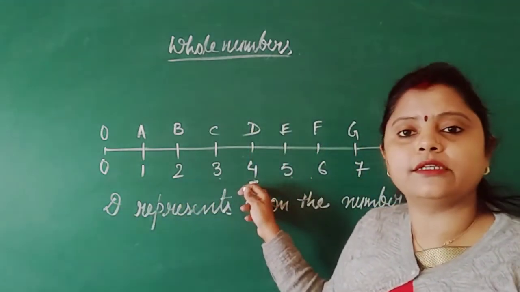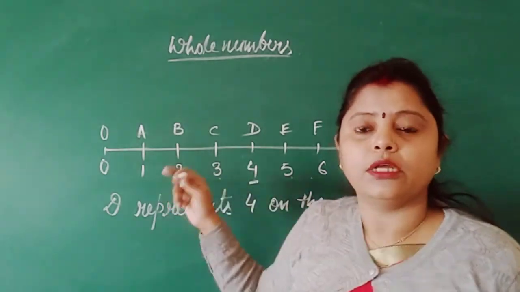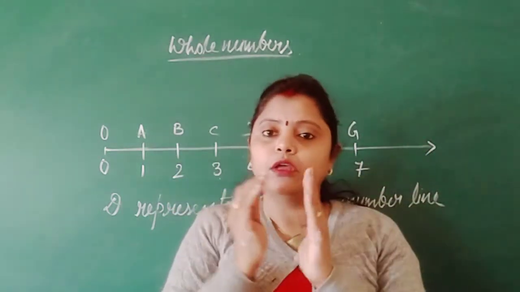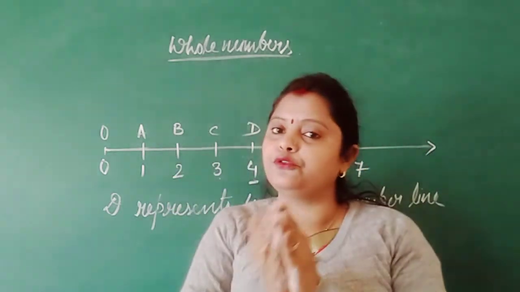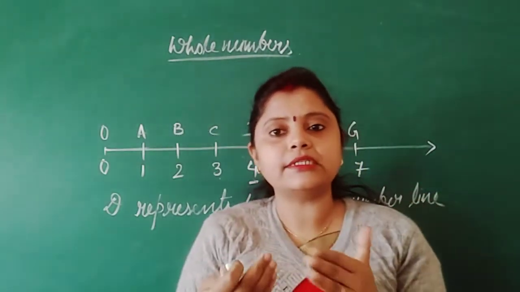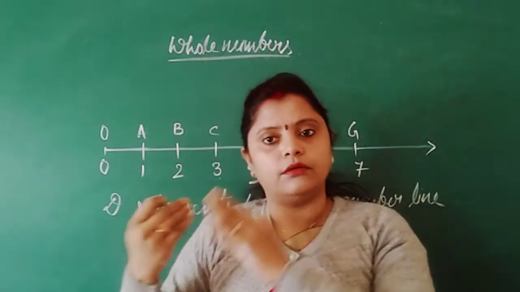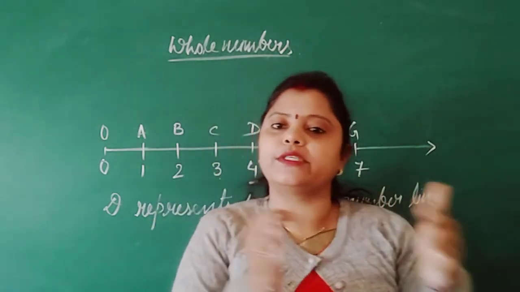So what is the predecessor of 4? It is 3. What is the predecessor of 3? It is 2. That means what we have to do? For successor, we have to do +1. We have to move one step further. And for predecessor, we have to come back one step. So predecessor, one step behind, and successor, one step forward.